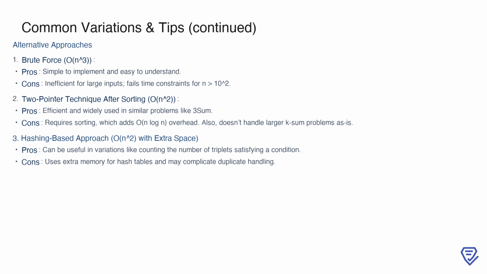Another option is the hashing-based approach, which also achieves O(n²) complexity but requires extra memory for hash tables. This method can be helpful in variations of the problem, such as counting the number of triplets that meet certain criteria. However, it can complicate the handling of duplicates, so it's important to weigh the additional complexity against its benefits.